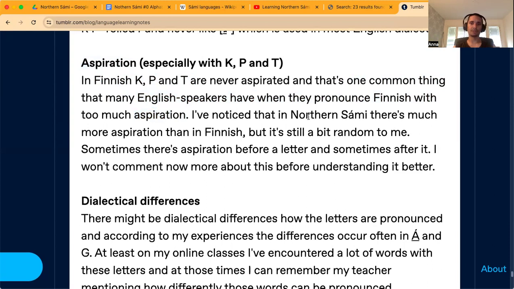And I've noticed that in Northern Sámi there's much more aspiration than in Finnish. But like I said here, it's still a bit random to me when I've listened to my teacher speaking and all the recordings that we've listened to. Sometimes there is aspiration before a letter and sometimes after it.